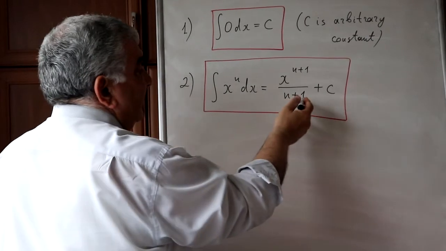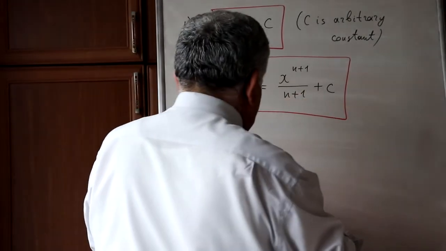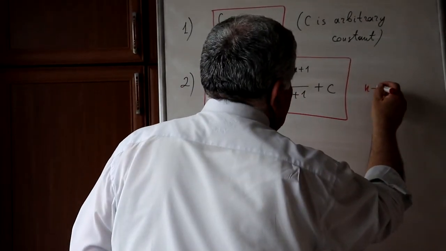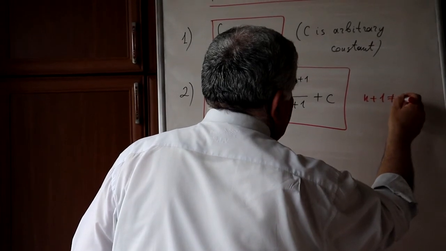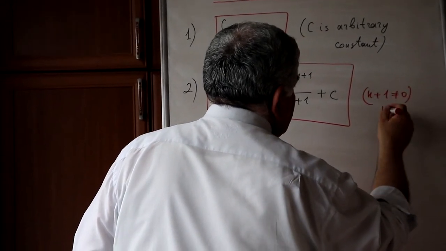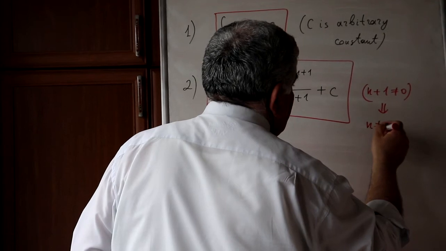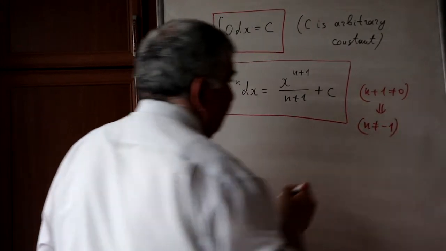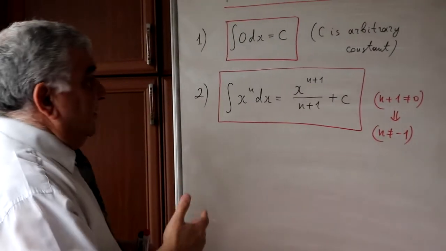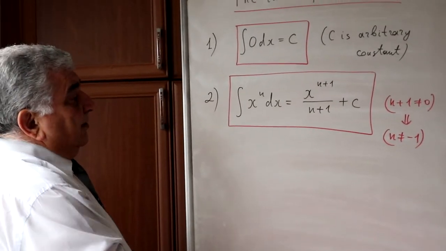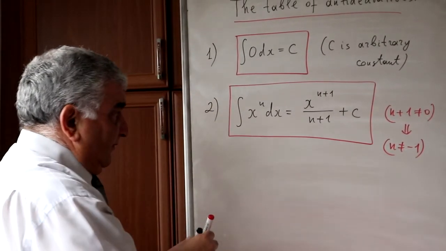Here n plus 1 isn't equal to 0. That is, n isn't equal to minus 1. And then write the particular cases of this formula.